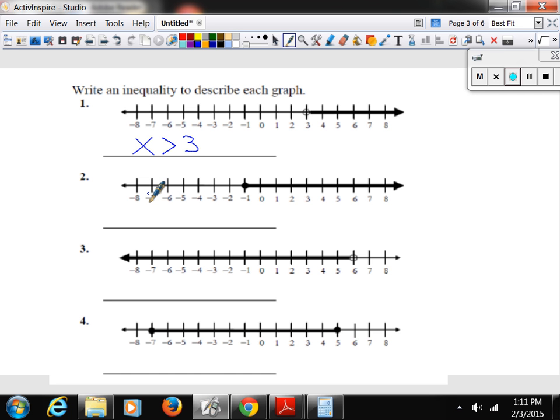Now this one, they did make a closed dot at -1, and they shaded everything to the right. So we'll use x again. Less than or greater than? Greater than, and is it equal to? Yes, it is a closed dot. So x is greater than or equal to -1.